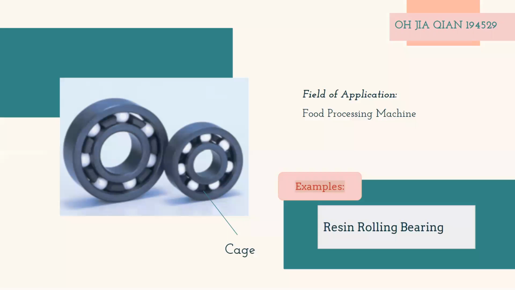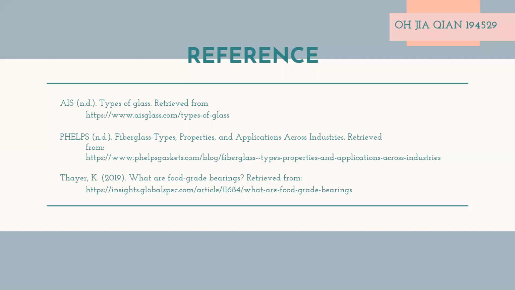So the example will be the glass fiber resin rolling bearing. So the field of application is in the food processing machine. That's all for the part of glass.